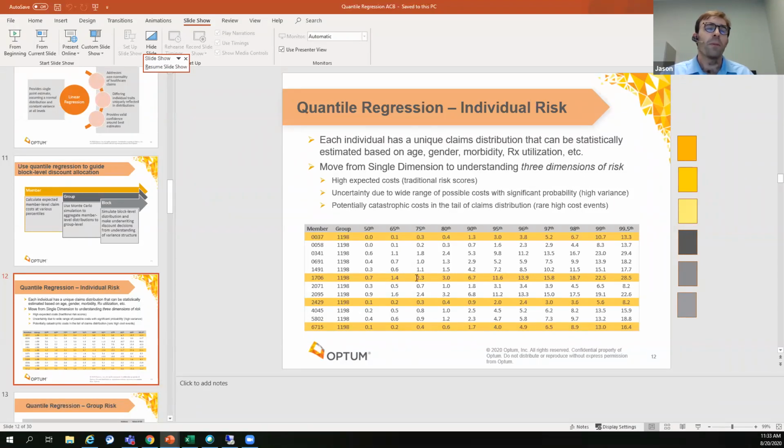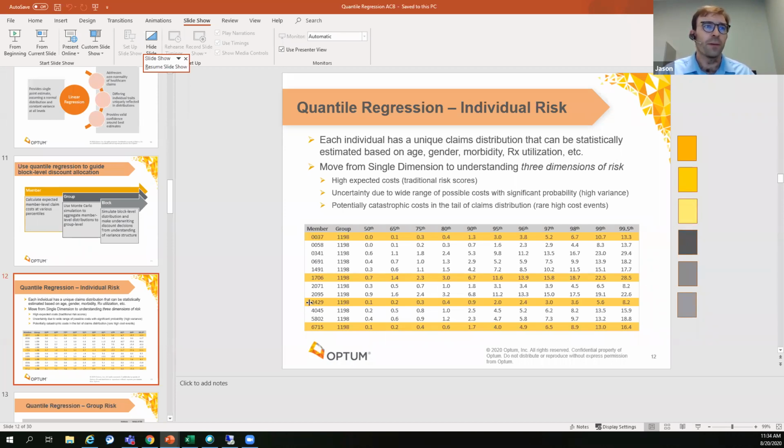But you also know by looking at confidence intervals here, say between the 25th percentile and the 75th percentile, which members have high variance. So therefore you have uncertainty due to that wide range of possible costs. That's the second dimension of risk. And then the third dimension of risk is these potentially catastrophic costs out here. You can see there's a wide variability here, even among members that look not too different down below. They can be quite different up here.